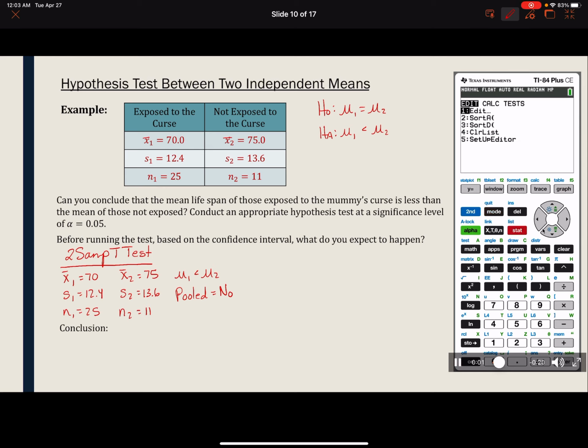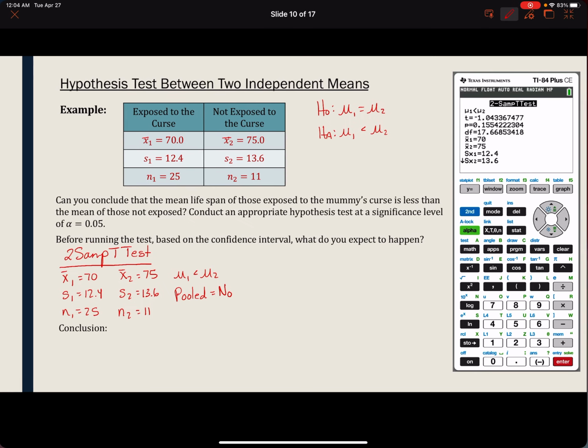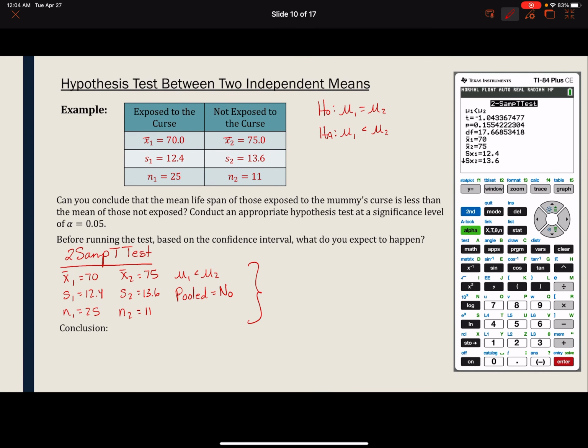When you run this test, we go to stat, and it's the 2-sample t-test, number 4. We enter in all that information and calculate. And you can see that we get a test statistic of t equal to negative 1.04. So about 1 standard deviation below the mean, not that unusual.